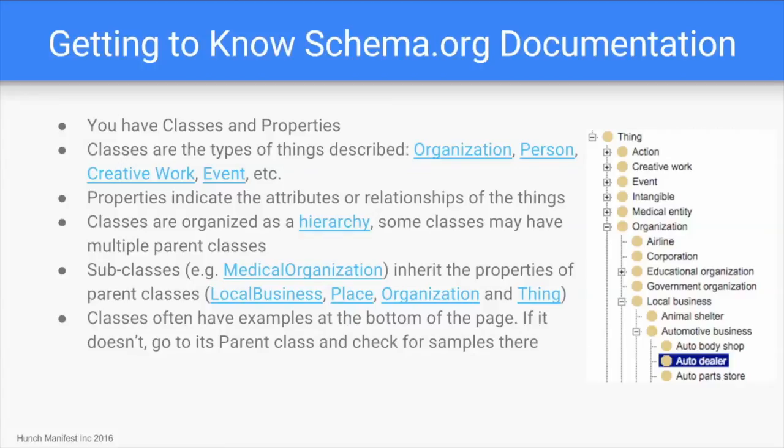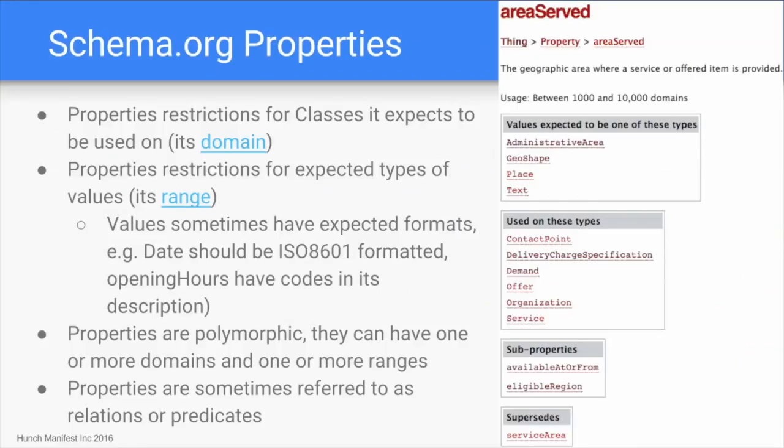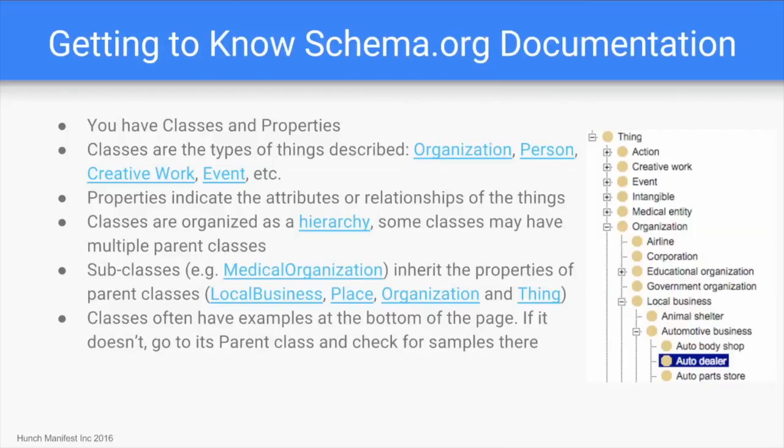Properties indicate the attributes or relationships of the thing. So if you're describing an auto dealer, the properties of that can be things that describe its name. It can be things that describe the business, a business description. It can be the URL, and those are properties that indicate the attributes and relationships between things.